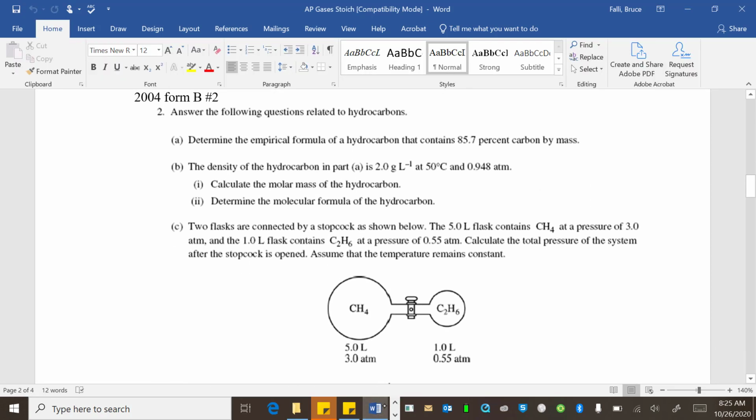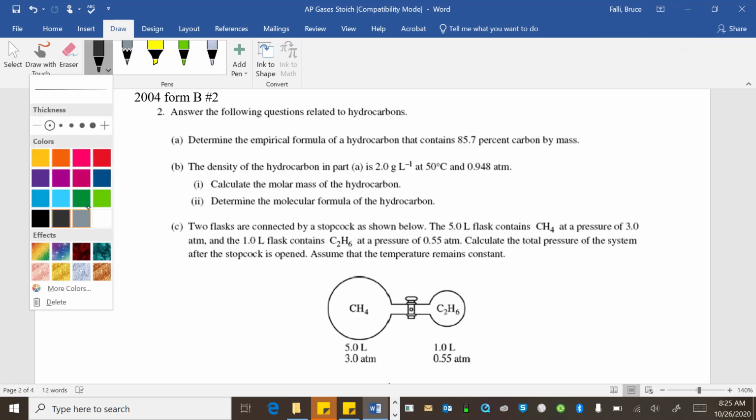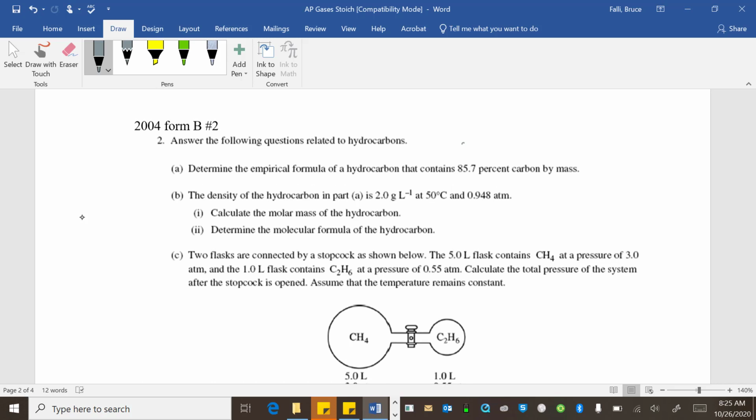Okay, so these here are the gas law problems that I want to do. So let's get into drawing on these. Have I mentioned I love my new computer? Because I do. Answer the following questions related to hydrocarbons. Determine the empirical formula of the hydrocarbon that contains 85.7% carbon by mass. Okay, hydrocarbon means it's hydrogen and carbon.